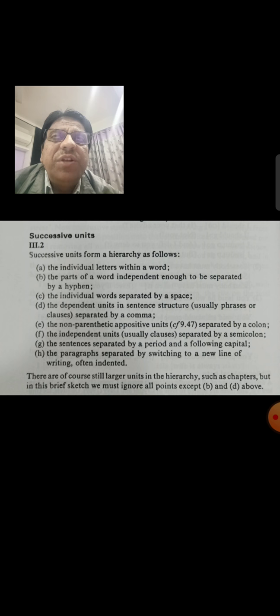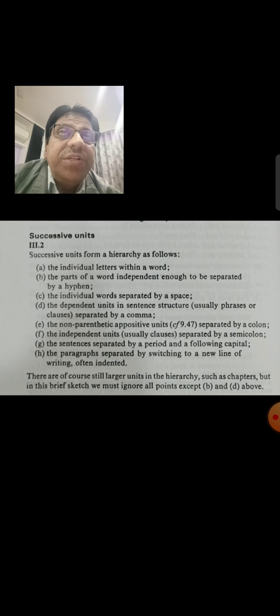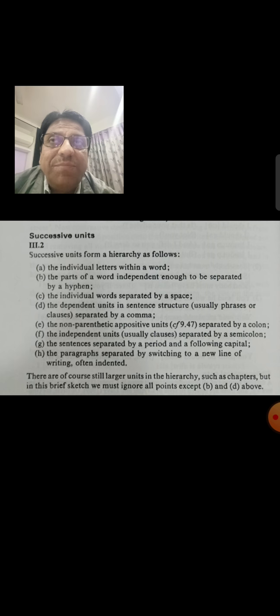Non-parenthetic apposition is when two noun phrases are placed side by side and they both refer to the same entity. For instance, the example, I have some news for you. Then we put two marks, that is the colon. And then the next thing is that John has arrived. So this is the information as well as John has arrived. They refer to the same thing.